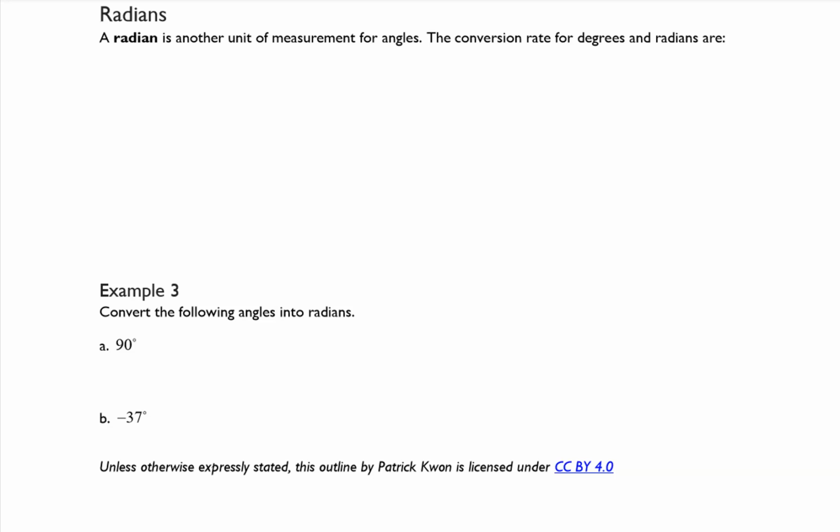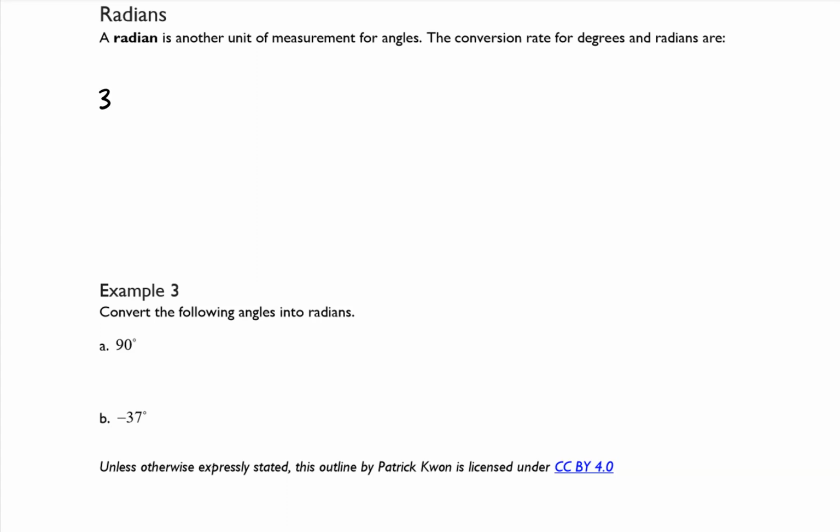Let's talk about radians. A radian is another unit of measurement for angles, and the conversion rate for degrees and radians can be given by the following equations. Now, there's a couple of equations that people will occasionally use, so I'll give you both of them.